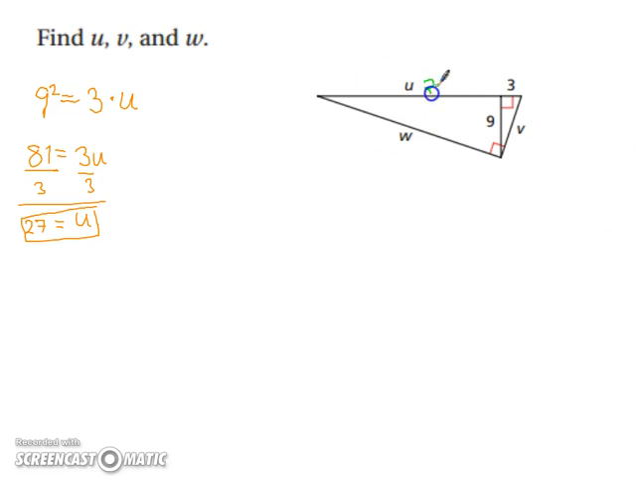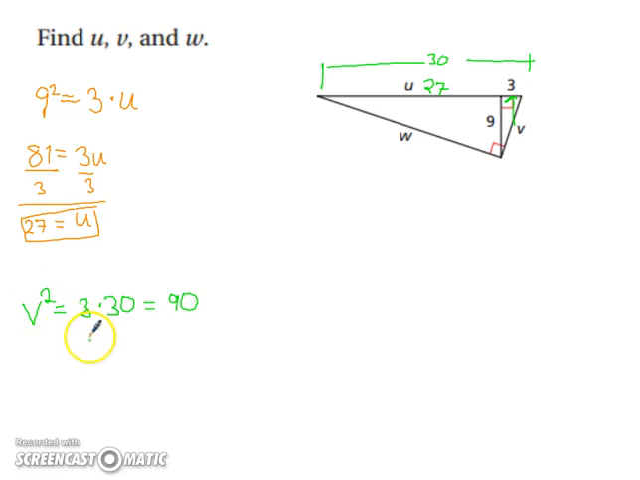Now that we know that u is 27, we can also state that that means c is 30, and I'll write that up there just to kind of help us out. So we can go for v or w, it doesn't matter which. So we'll keep it in the same order and we'll go with v. So we have v squared equals 3 times 30. Notice we picked the one that's on the same side here of the triangle. So we have 3 times 30, which is 90.